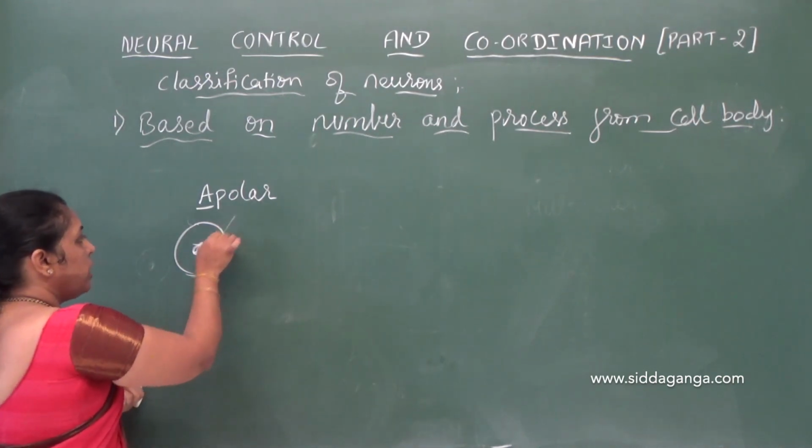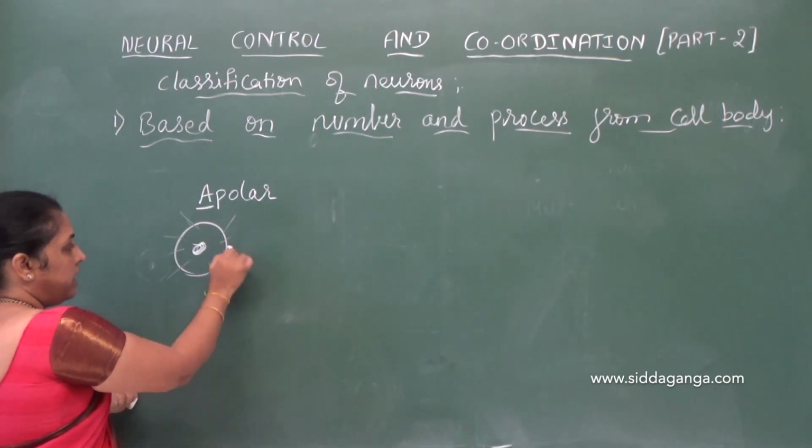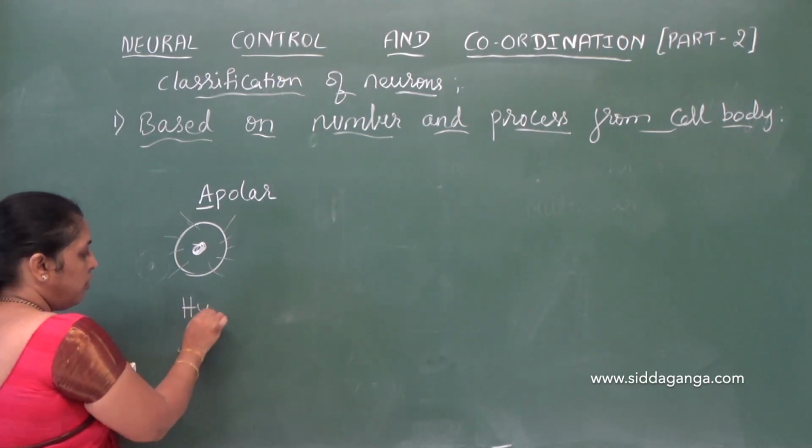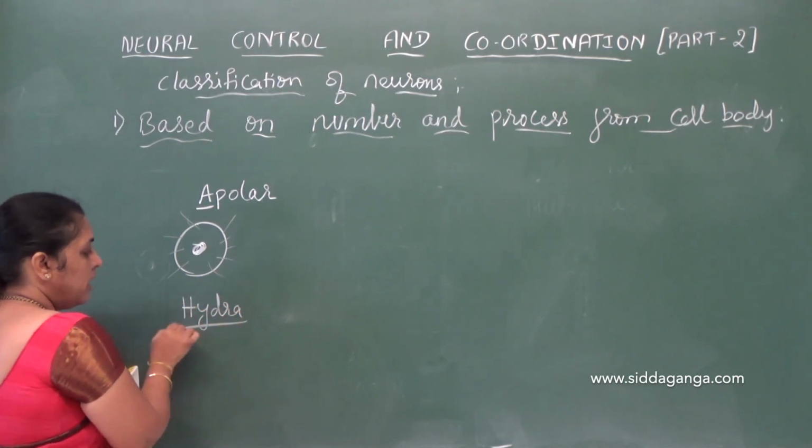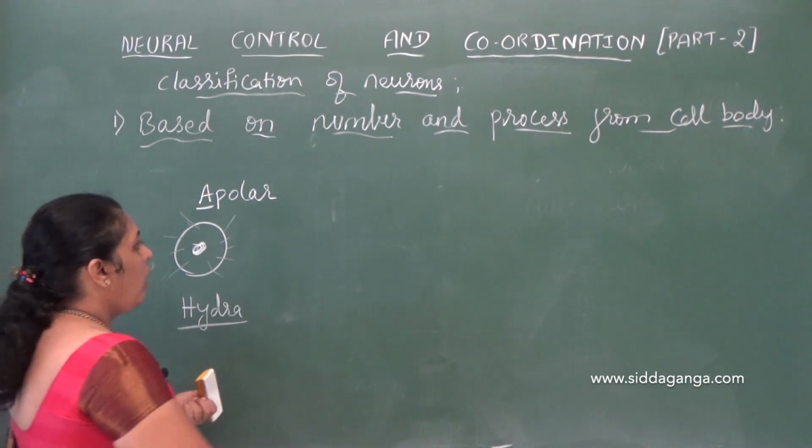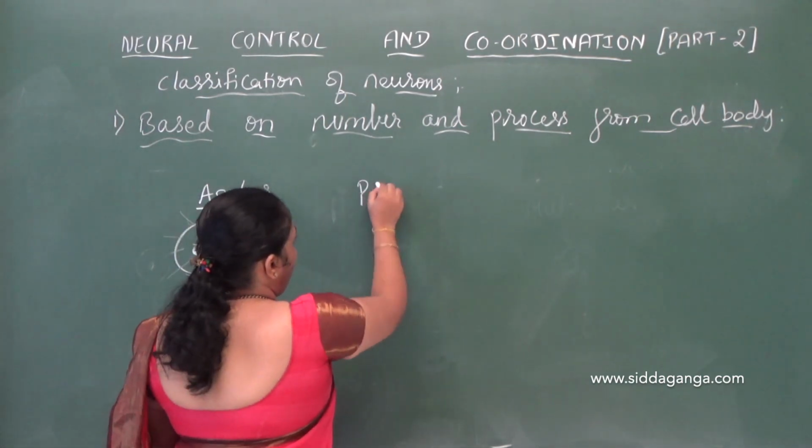Information radiates in all directions. This type of cell we see in hydra. And pseudo unipolar.